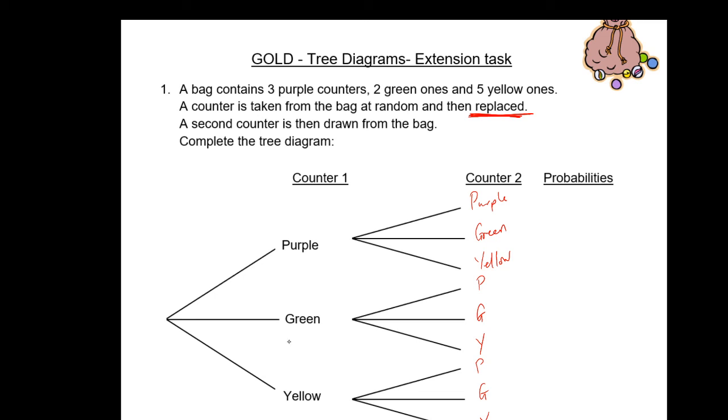So we've got 3 purples, 2 greens, 5 yellows. So 3, 4, 5 plus 5 is 10, so that's 10 counters in the bag. So that's 3 out of 10, it's 2 out of 10, 5 out of 10. Now, because they're all put back in, the second time I pick up, it's exactly the same. So 3 over 10, 2 over 10, 5 over 10, 3 over 10, 2 over 10, 5 over 10.